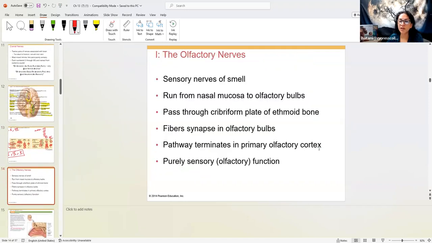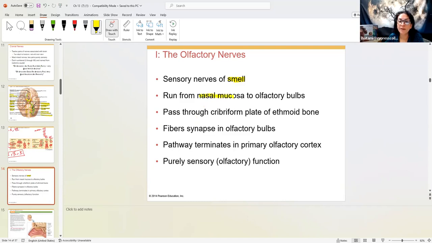Okay, and now we're going to talk about each of these cranial nerves one by one, a little bit in detail. The first one is the olfactory nerve, or cranial nerve number 1, which is responsible for collecting information about smelling. The receptors for smelling are found in our nasal cavity. At the roof of the nasal cavity, we have the nasal mucosa, which is composed of the receptors responsible for collecting the information about smelling.